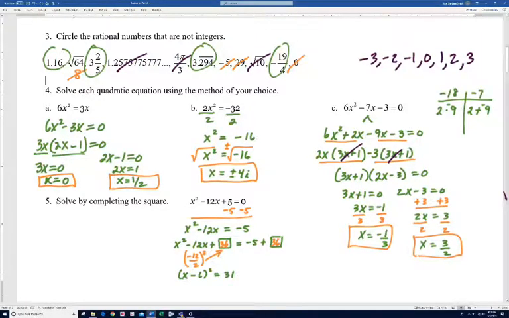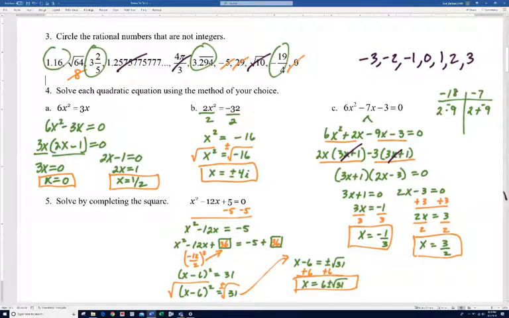All right, so we're going to take the square root of both sides. We're going to get x minus 6 is equal to plus or minus the square root of 31. And we need to add 6 to both sides, so we get x is equal to 6 plus or minus the square root of 31.